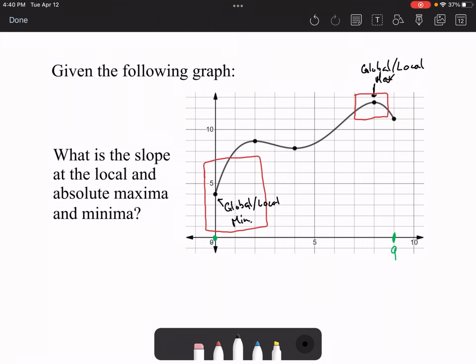Looking at the other points as we go from left to right, the next point at x equal to 2, you can see is a local maximum just within a small area. You can notice the value at x equal to 4 is a local minimum within a small little area.